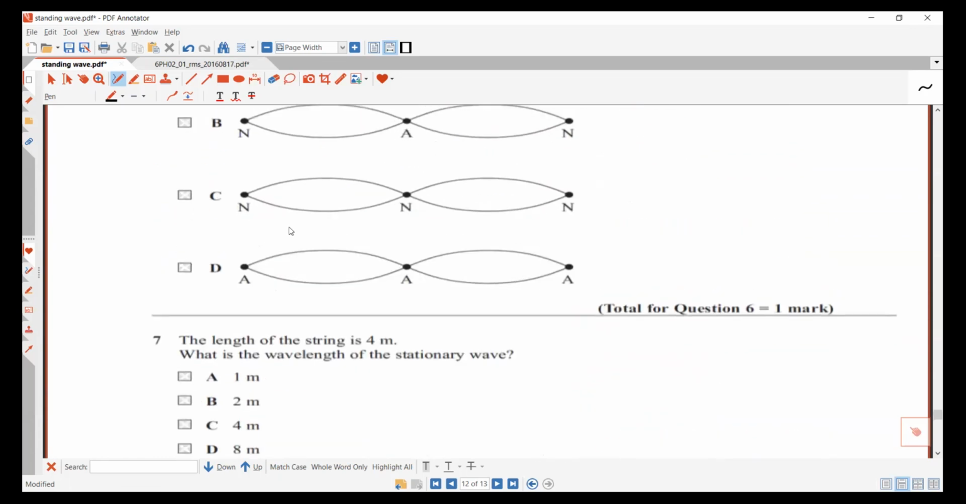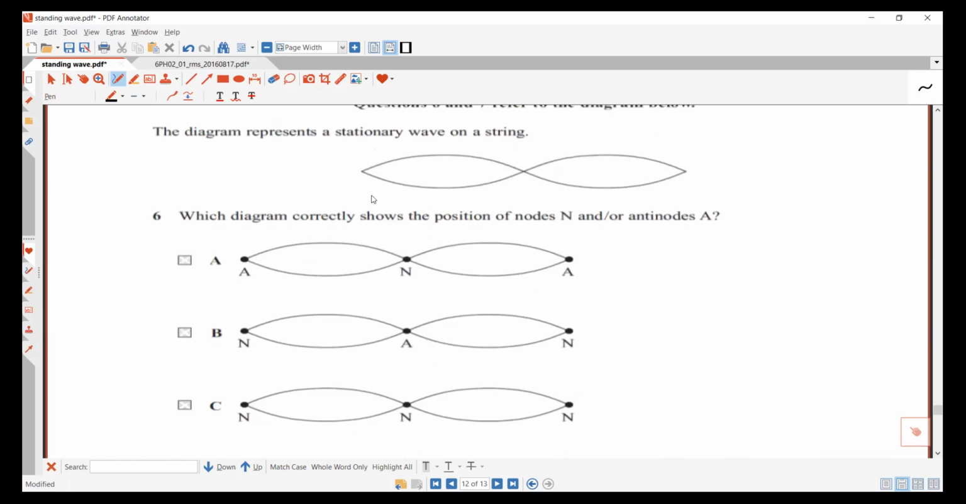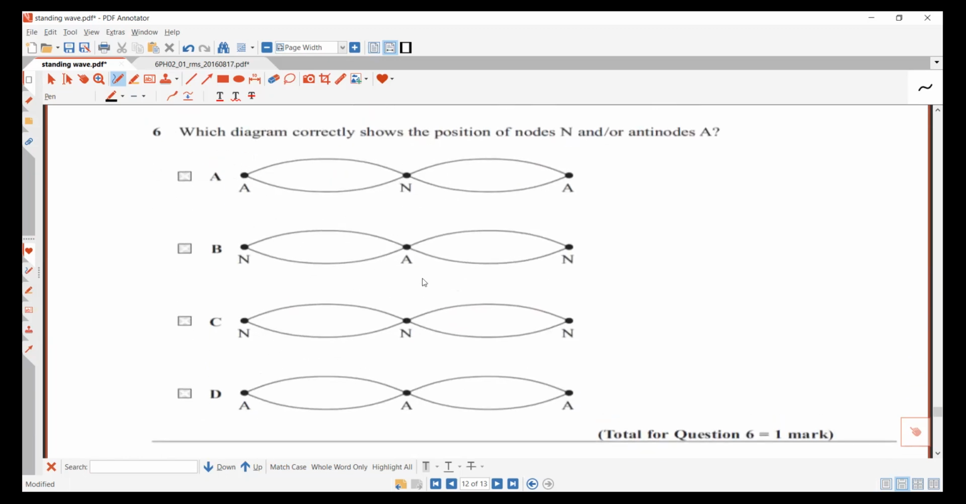Question number 6 and 7 are related. You guys start doing this. This is a stationary wave. Which one is correct over here? Who can guess? This will not take much time. B. D maybe. A. No, no, no. D. C.